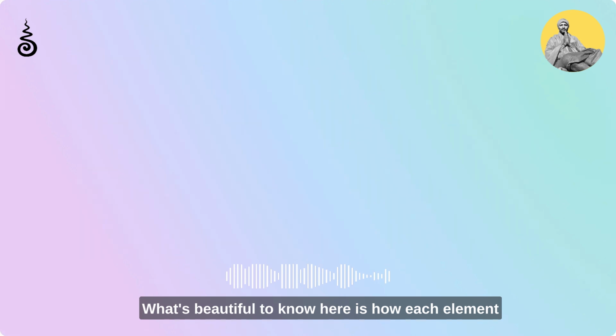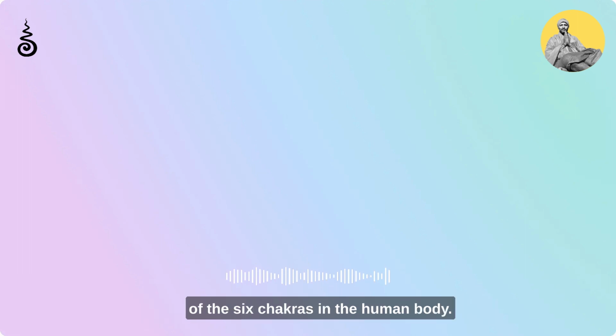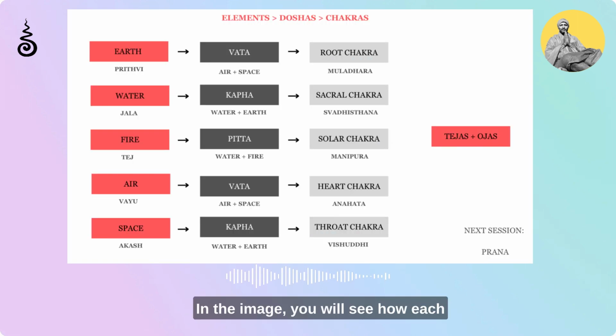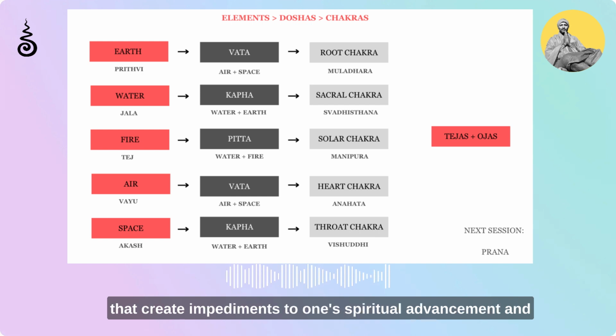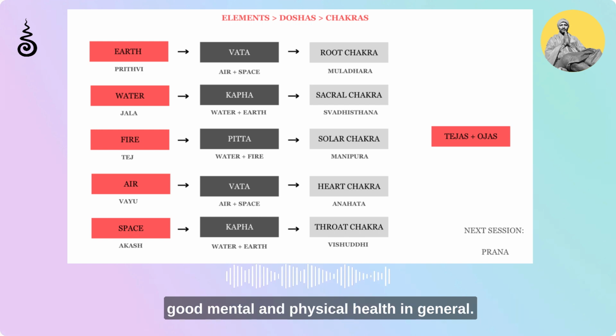What's beautiful to know here is how each element corresponds to each of the three doshas and each of the six chakras in the human body. In the image, you will see how each element impacts each chakra and the accompanying doshas that create impediments to one's spiritual advancement and good mental and physical health in general.